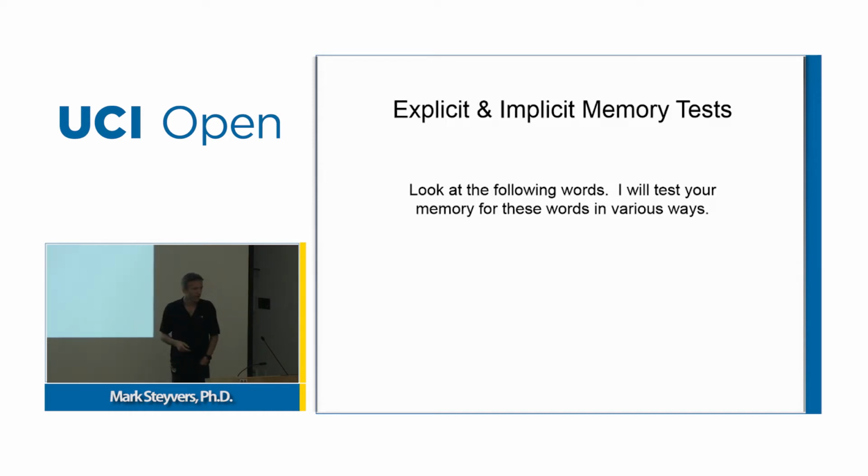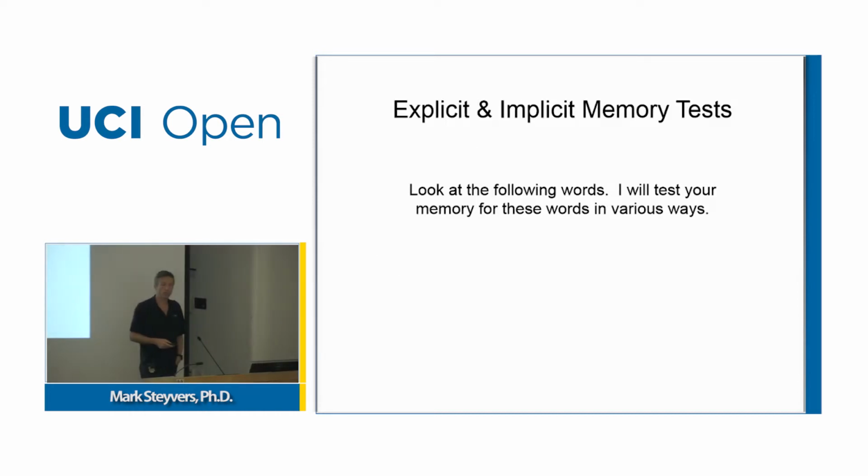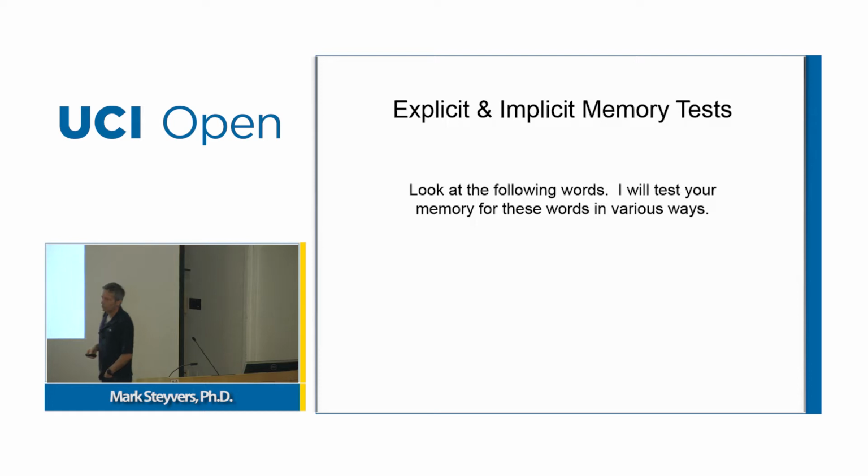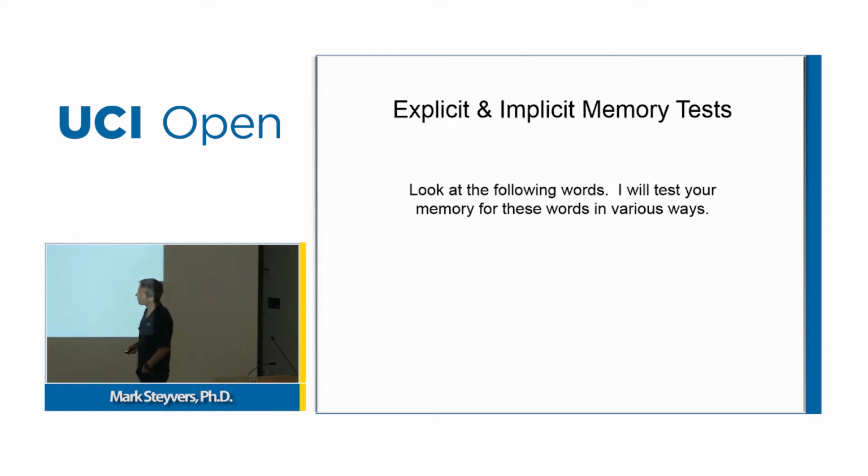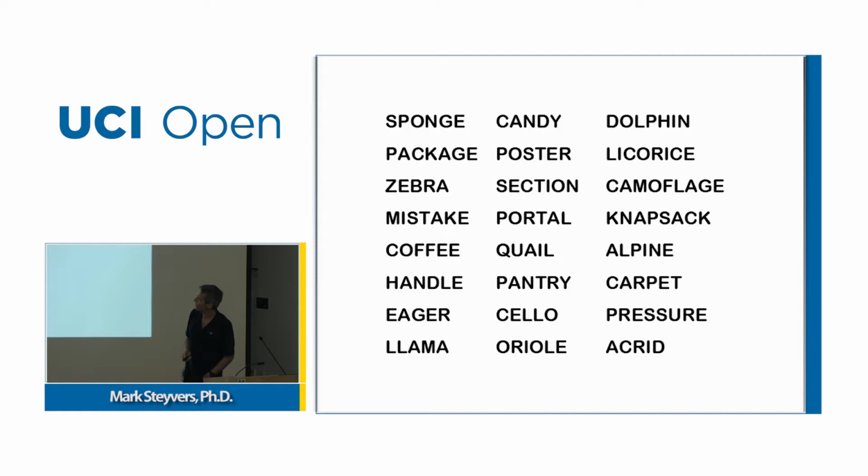So let's do a little test to make this distinction between explicit memory and implicit memory. I'm going to show you some words, I think for about 20 or 30 seconds or so. So study these words for an informal memory test later. So here we go. So I read these words.